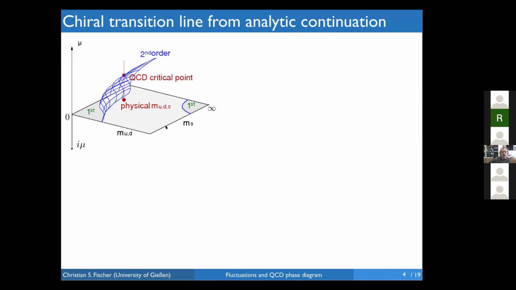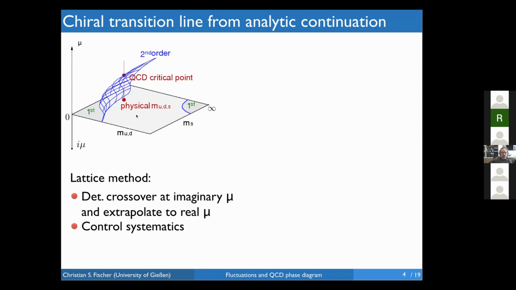With the lattice, what we definitely can do is extrapolations from the region where you actually can do calculations, which is, for example, the region of imaginary chemical potential, and then extrapolate to the real region and see what you get. And of course, this is a calculation with very well controlled systematics, as we heard before in the previous two talks.